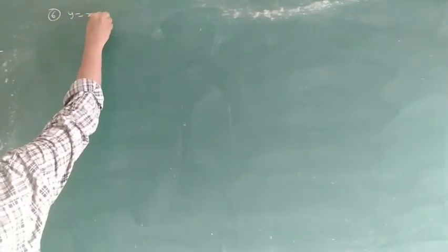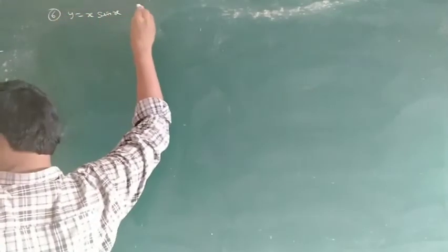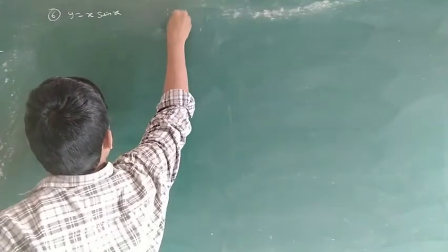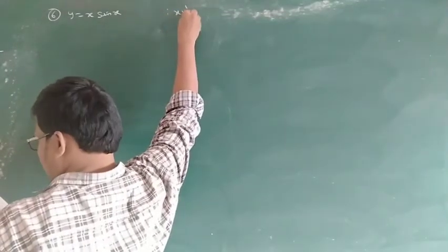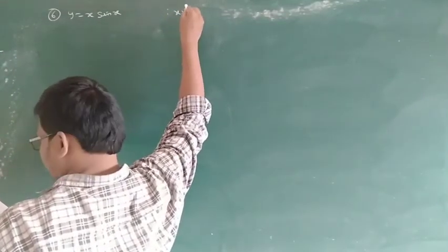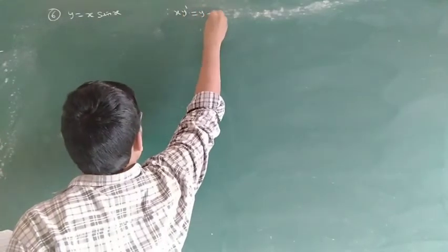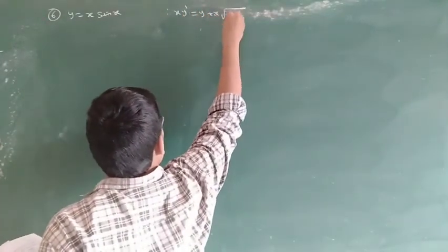Next, problem number 6. Y is equal to x into sin x. The differential equation is x into y dash is equal to y plus x into root of x square minus y square.